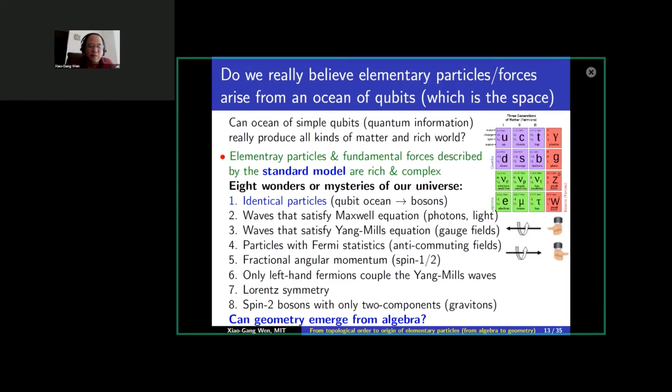And even this Fermi statistics, the anti-commuting field, can we really do that? At the beginning, it looks very difficult. It's almost impossible, because those properties are too fundamental to be explained by these very simple qubits. So that's the difficulty we are facing.